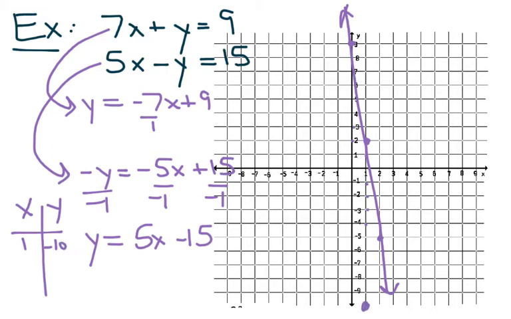And then from there, I can either continue my table or I could just use the slope to plot more points. So it's up 5 to the right 1. So 1, 2, 3, 4, 5 up, right 1. And there's my line. And look, there's my point of intersection, which is at (2, -5).